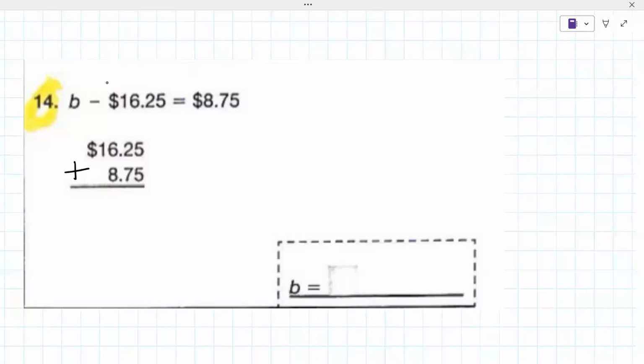So I'd like you to add them together. I got my answer. Okay, what is your answer? $25. Very good. You might put a dollar sign since you're adding money, but that's excellent.